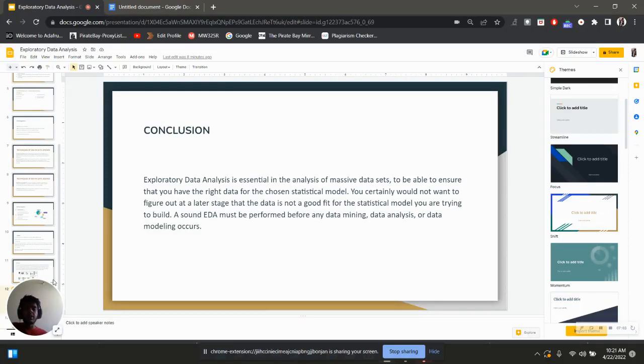So, in conclusion, I would like to say that EDA is essential in the analysis of massive data sets in order to be sure that we have the right data for the chosen statistical model. We certainly don't want to figure out at a later stage that the data is not a best fit for our statistical model. A good EDA must be performed before any data mining, data analysis, or data modeling occurs.